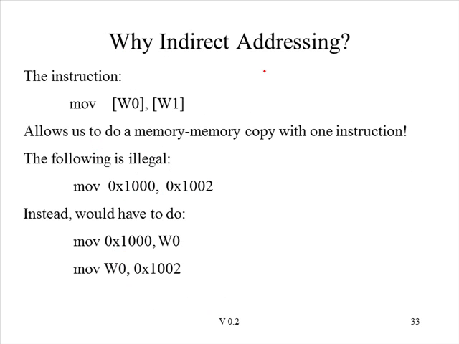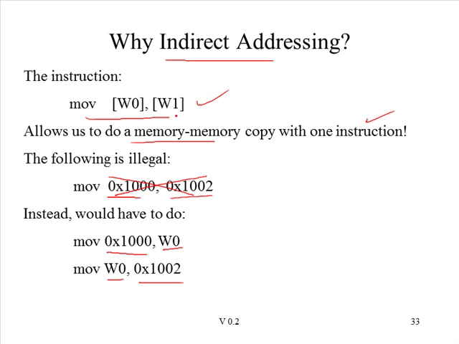You may be asking yourself, why do we even need indirect addressing? The answer is that with indirect addressing, we can do a memory-to-memory copy with only one instruction. You may be tempted to write something like this: move the contents of memory location 1000 to the destination 1002. However, this is illegal. There is no form of the move instruction that supports this. Instead, without indirect addressing, we have to do something like this: move the constant location 1000 to W0, then move W0 to the destination location 1002. However, we can do it with one instruction if W0 and W1 have the values 1000 and 1002 in them.